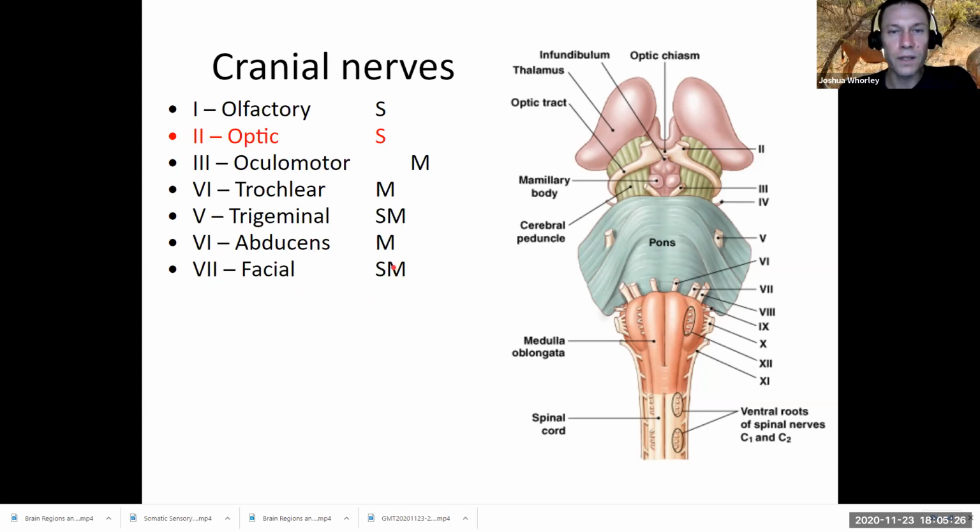The facial nerve, another mixed nerve, kind of like the trigeminal, but this is really just serving the facial region, so much more superficial even than the trigeminal is, both sensory and motor.